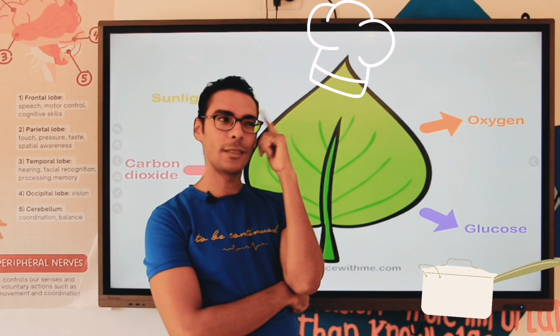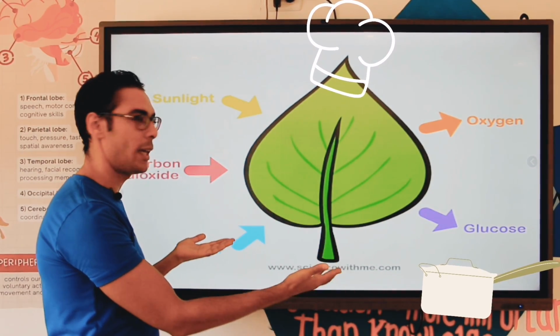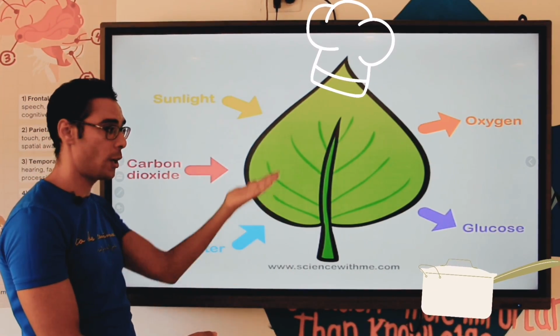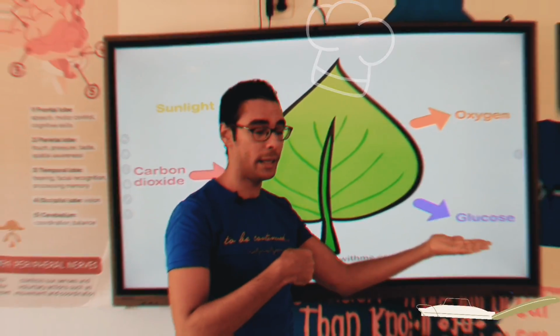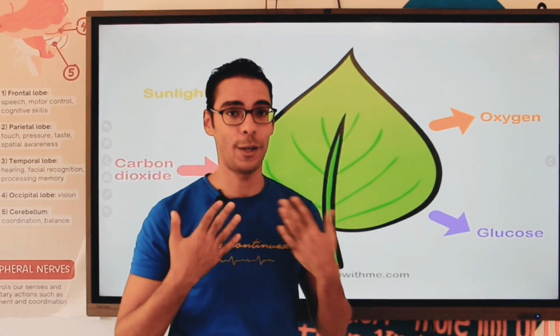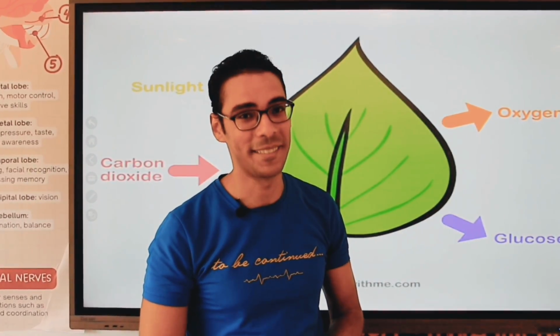Now I guess you understand why the plant produces oxygen. Because the plant carries out the photosynthesis process. It takes sunlight, carbon dioxide, and water, then it produces glucose, which is food for the plant, and oxygen. And this oxygen is really important for us, for the animals, for the whole world. I guess right now you got it.